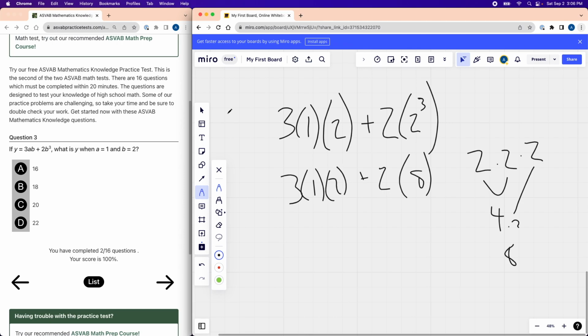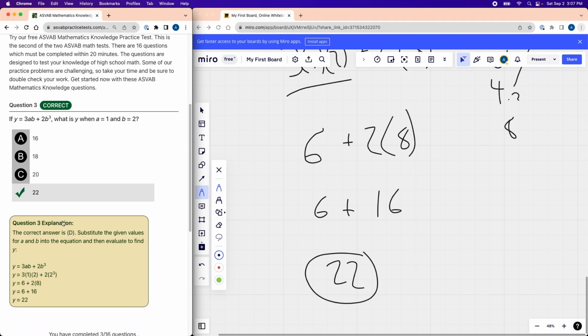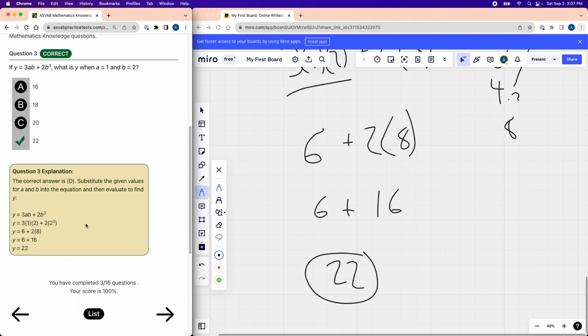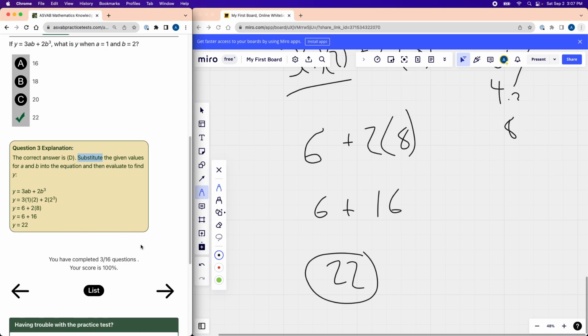All right, and now we can just do this multiplication here. That is a 3 times a 1 times a 2. So 3 times 1 is 3. 3 times 2 is 6. So I can rewrite this now as 6 plus 2 times 8. All right, multiplication again, 2 times 8. That's going to give us 16. So now it is 6 plus 16. And that is just going to give us our final answer of 22. All right, so let's go ahead and select 22, and there we go. And again, they're telling you just to substitute the values back into the equation and solve for y.